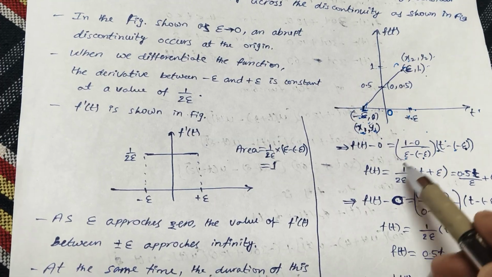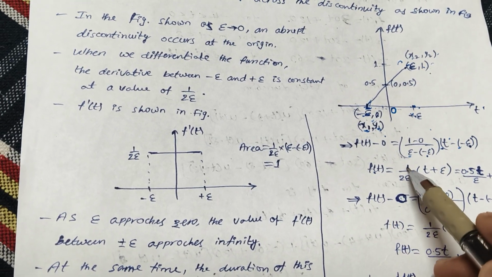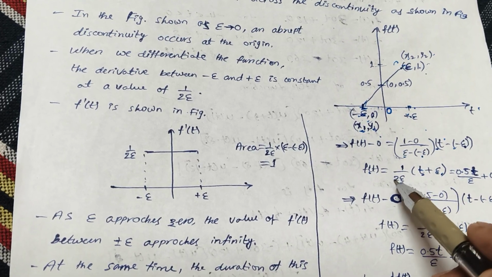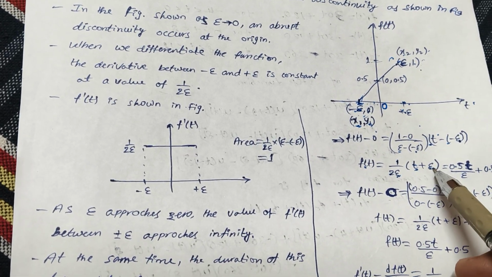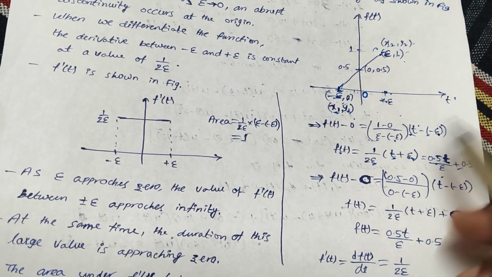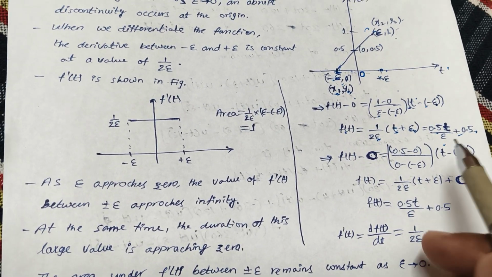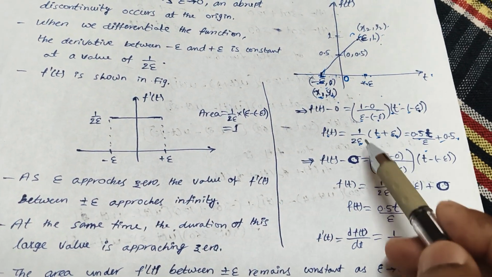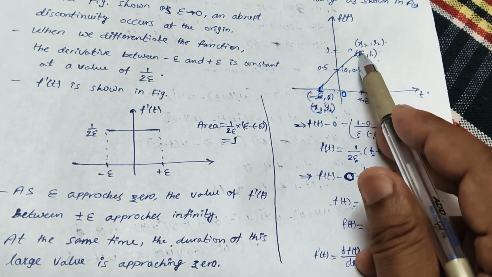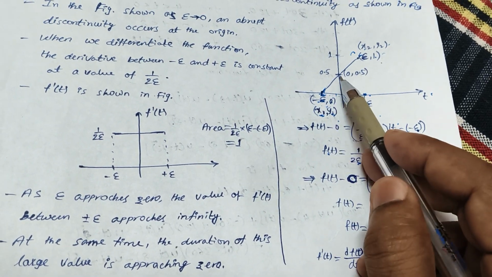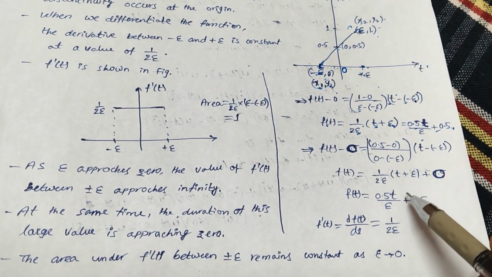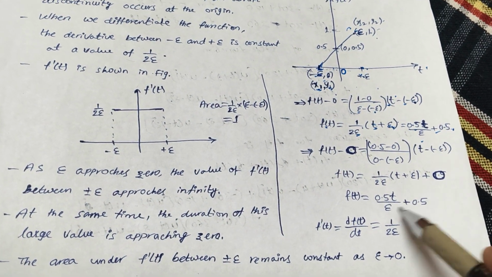Substituting in this equation, I get f of t is equal to 1 by 2 epsilon times t plus epsilon. I can rewrite this by sending the 1 by 2 epsilon inside the bracket, like 0.5 into t by epsilon plus 0.5, since 1 by 2 can be written as 0.5. Because the slope is the same and linear, I can consider from here to here or from here to here also. In both ways, if you do the same thing, you'll get the same equation.